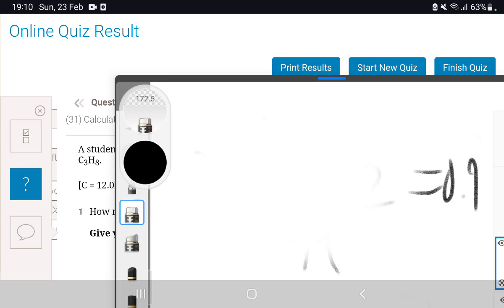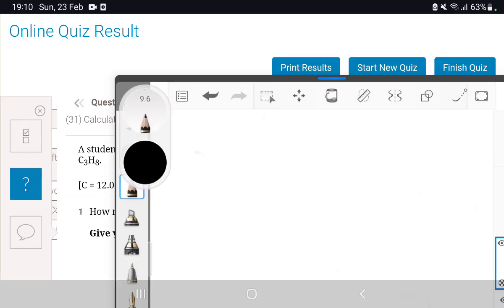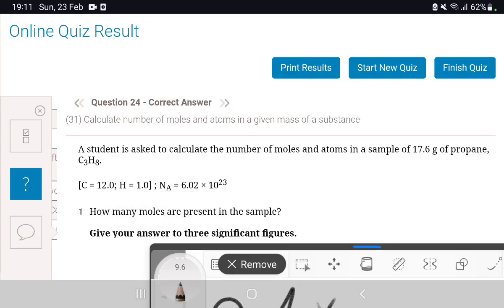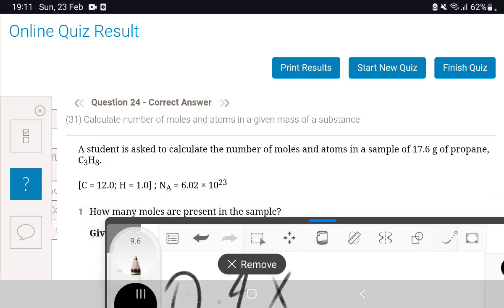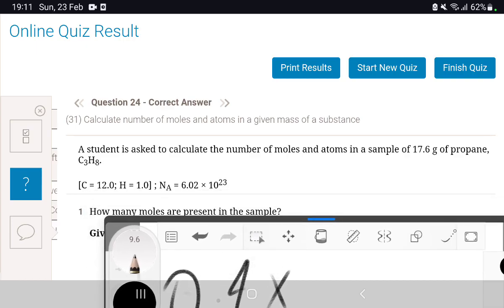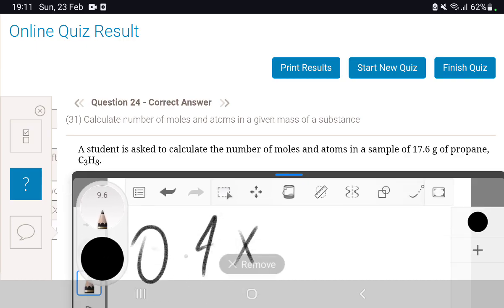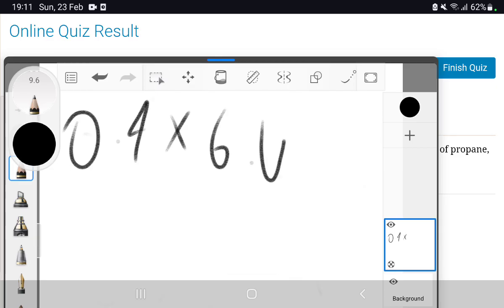Okay, part 2. They want us to find the atoms. So first of all, to find the atoms from the moles, we need to find the molecules first, which is by doing the moles times Avogadro's number, and you have to pay attention to what they gave you. 6.02 times 10 to the 23.